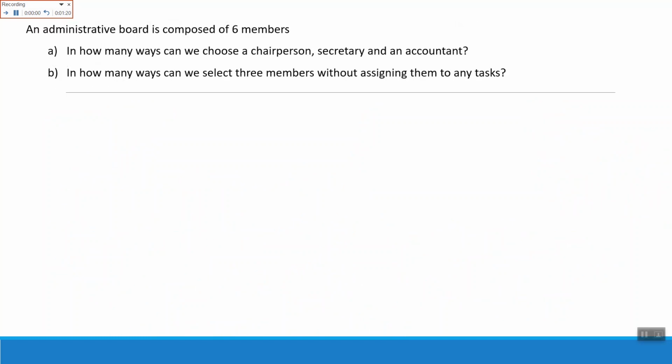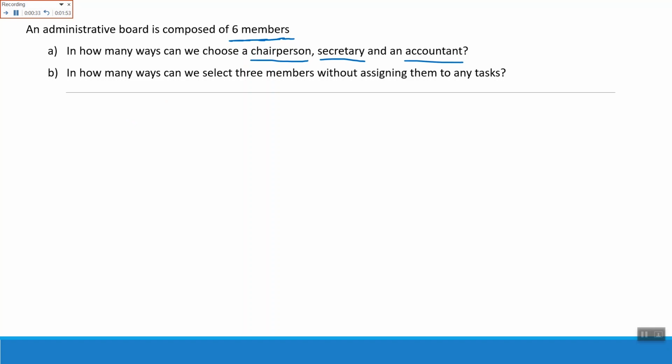So let's check the second question together. The question says the following. We have an administrative board, which is composed of 6 members. What we care about really here is the number, 6 members. From these 6 members, the question is in how many ways can we choose a chairperson, a secretary, and an accountant. So we're going to choose 3 people out of 6.